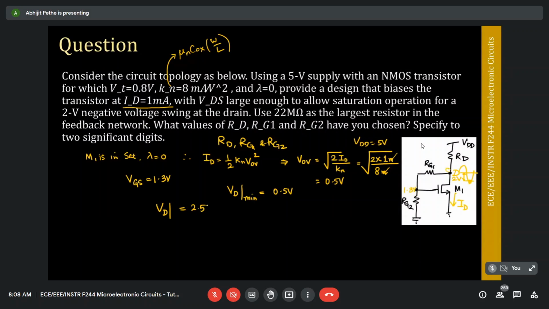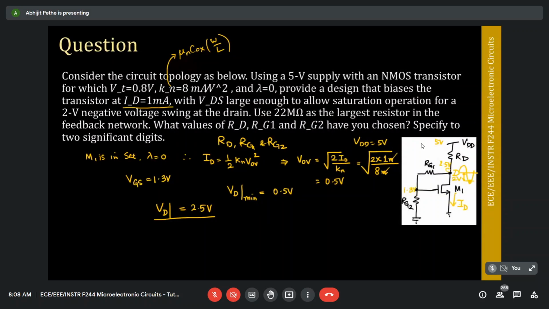2.5 volts, right? So I'm going to design the circuit such that this is 2.5 volts, and this is 5 volts. And now I know 2.5 and 1.3. So now I know the voltages that I need to eventually design the circuit for. Now if I know ID, the question is how to find RG1 and RG2. So I've set up all the voltages.